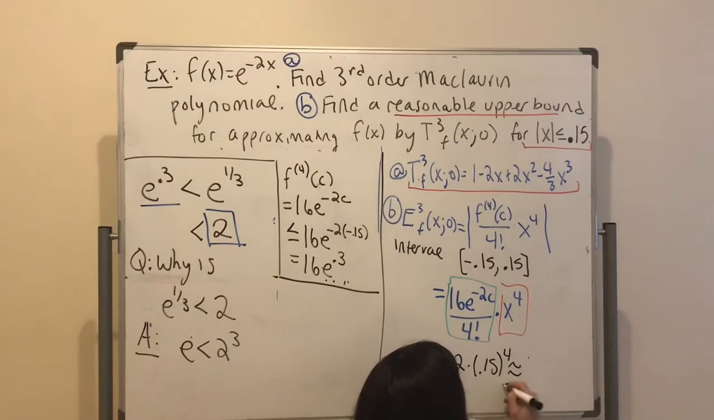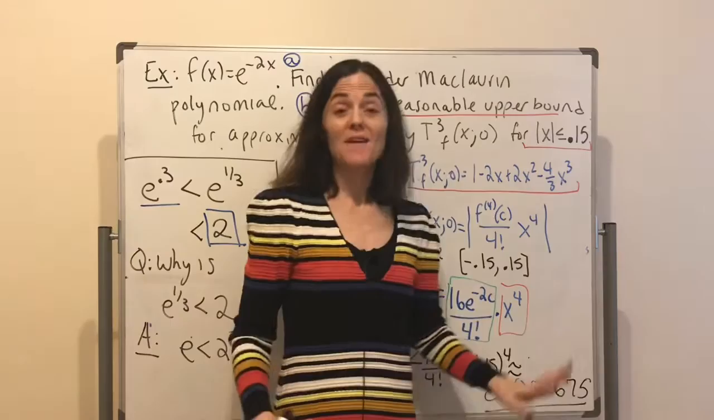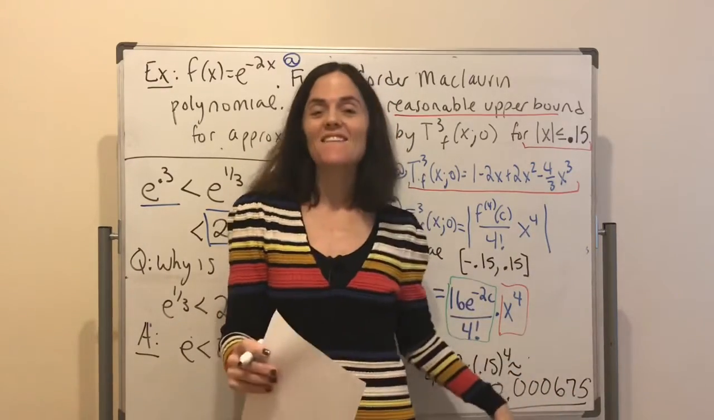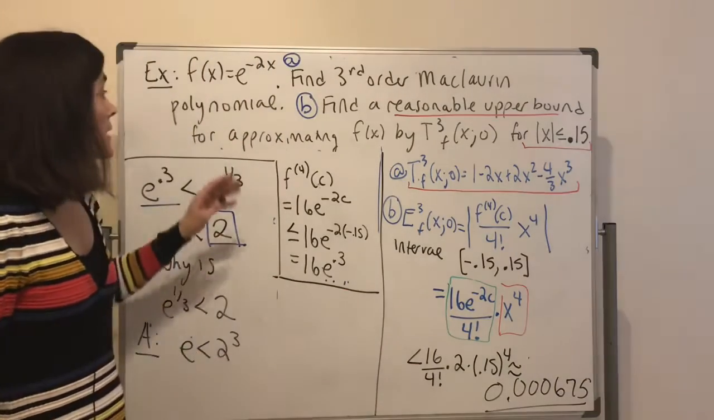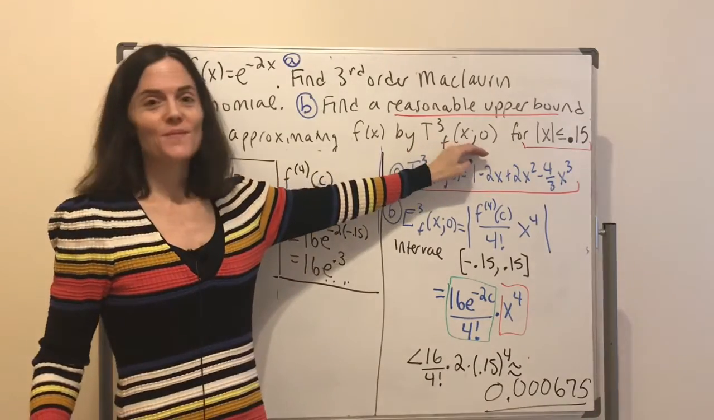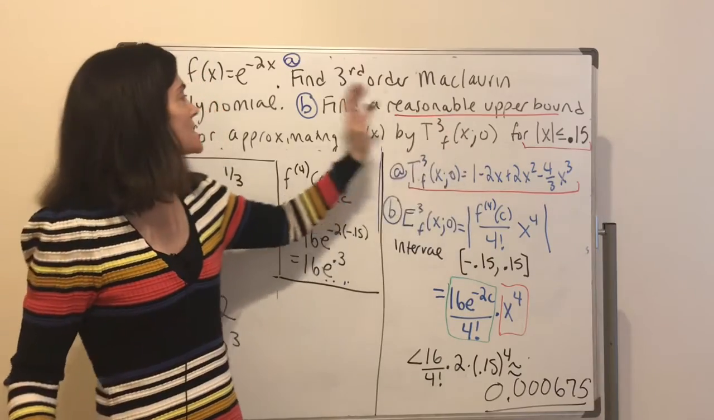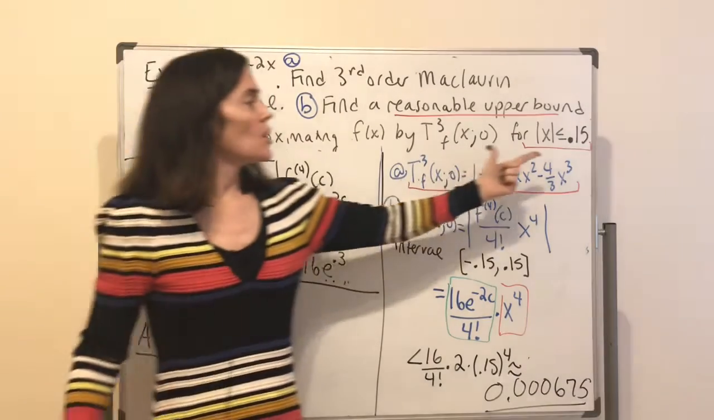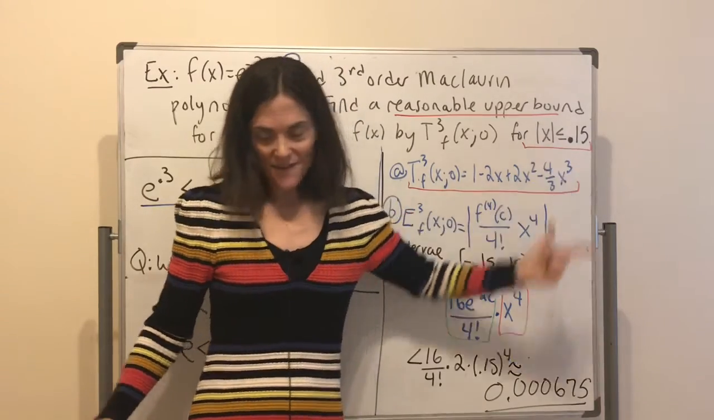This has 0.123675. So we have three zeros after the decimal, followed by 675. This is my reasonable upper bound for error anytime I use this third order Taylor polynomial, Maclaurin polynomial, to approximate the function when the absolute value of x is less than or equal to 0.15.